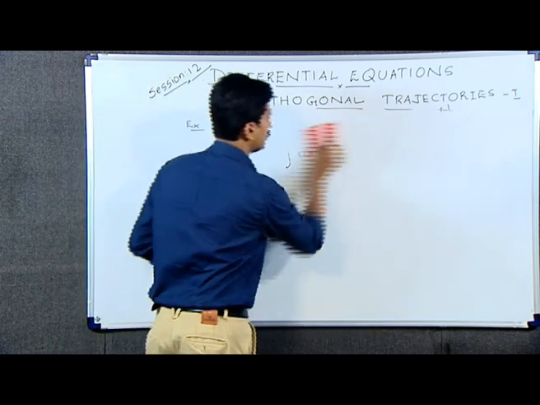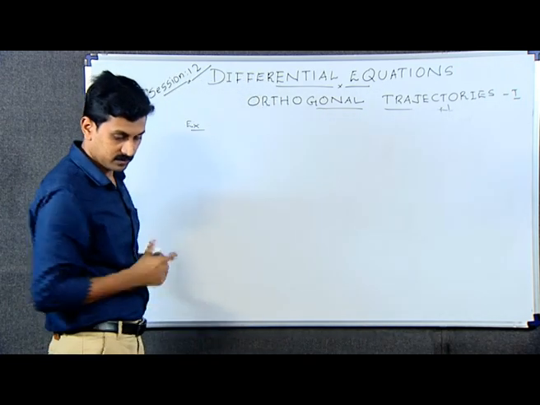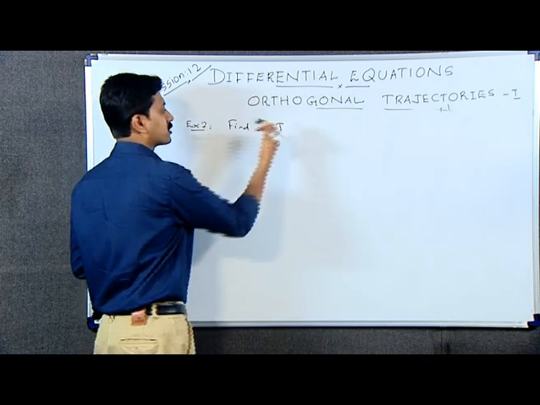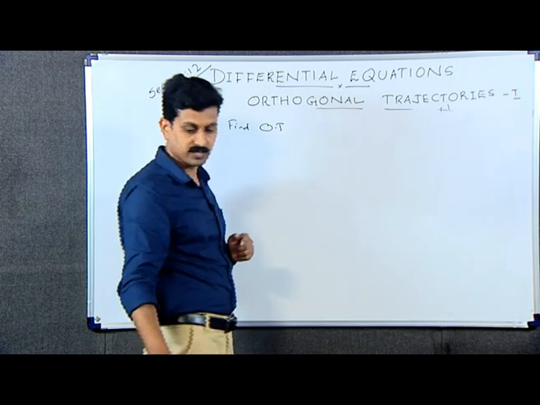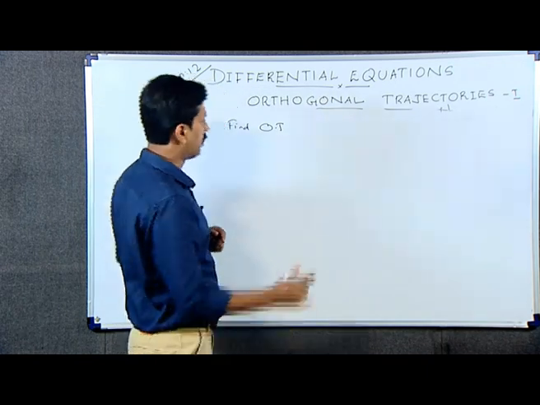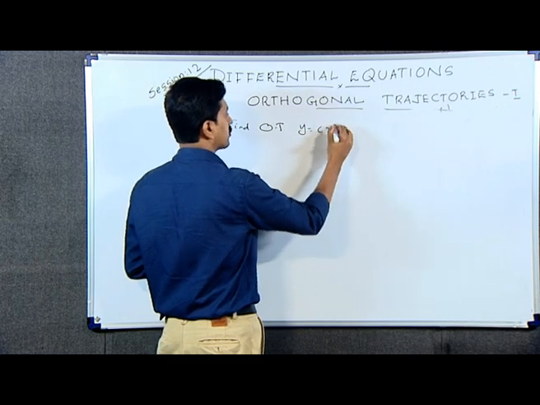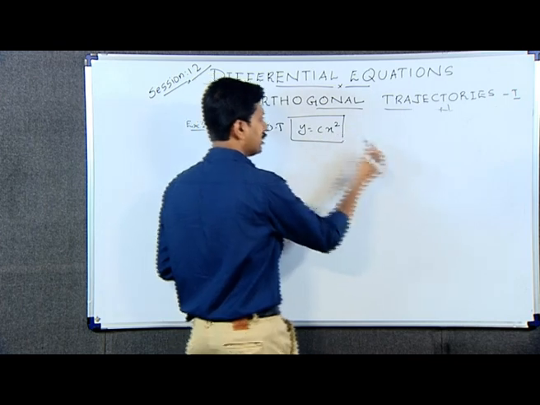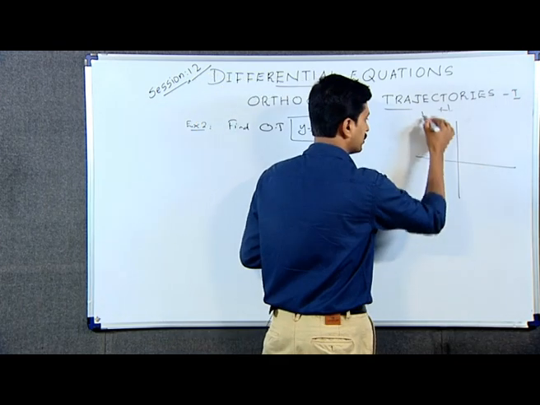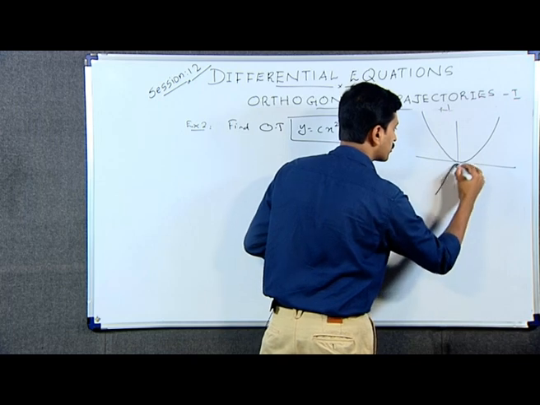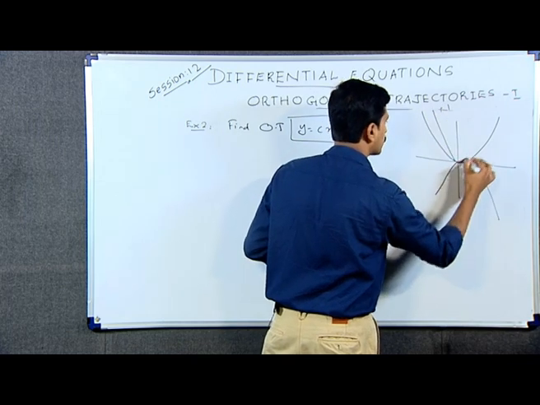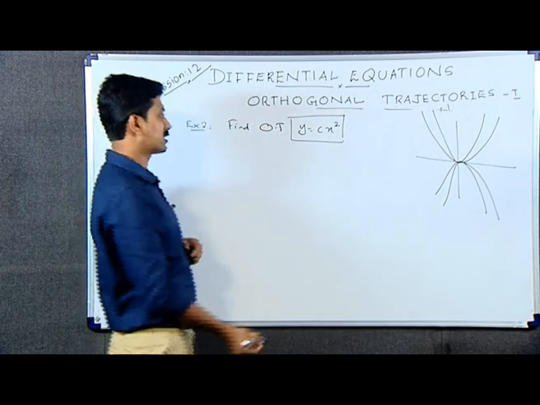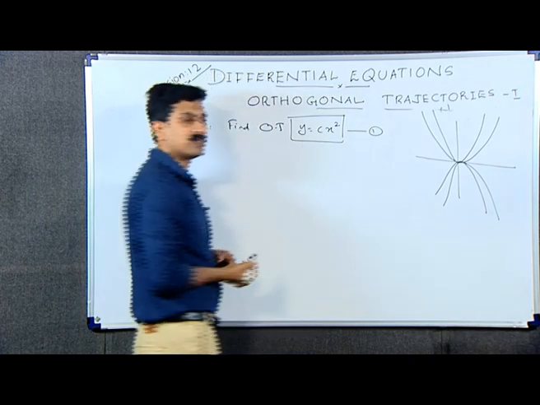Example 2. Find orthogonal trajectories of the family of curves y is equal to cx square. What about y is equal to cx square? It is a family of parabolas which are symmetric about the y axis. So, I am taking this as equation number 1.